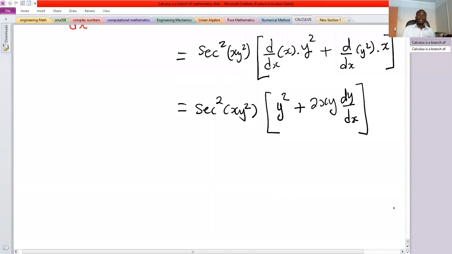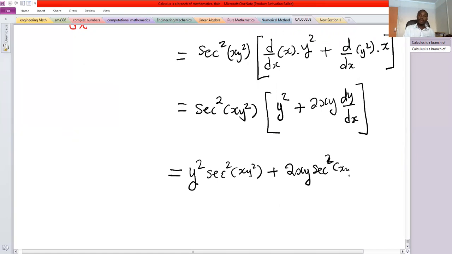Then you can expand this and write it as y squared sec squared x y squared plus 2xy sec squared x y squared dy/dx. So this will be the solution to that problem.